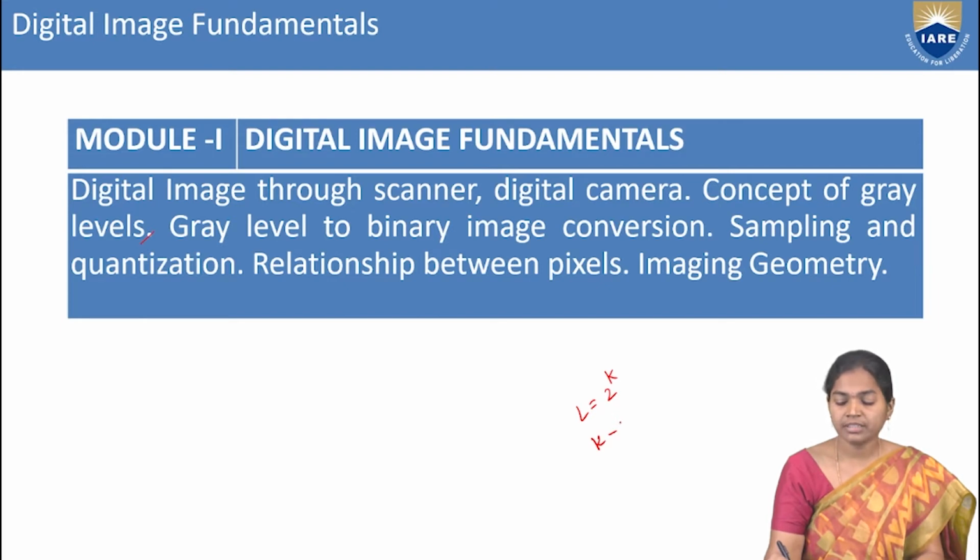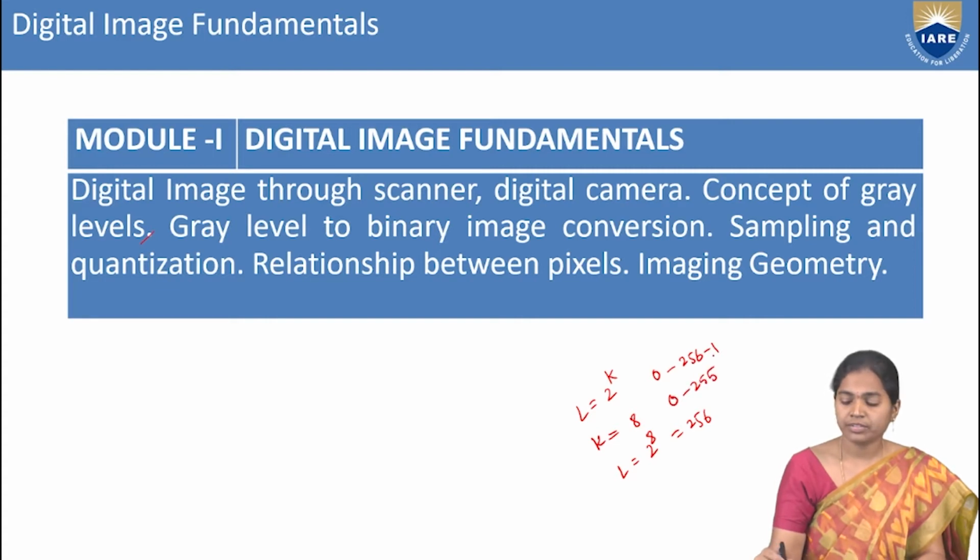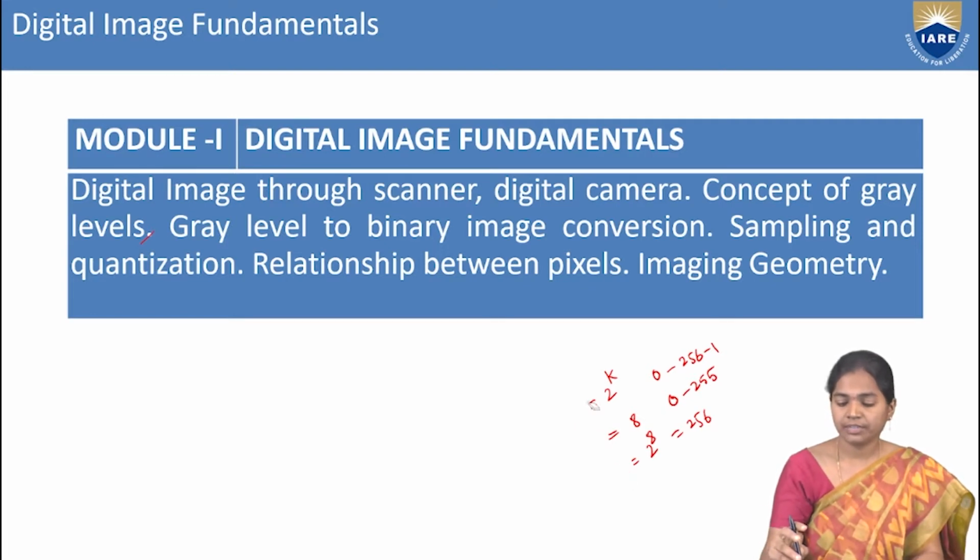For example, if we are using k equals 8 bits, then L equals 2 power 8, which is 256. So the gray level values are represented from 0 to 256 minus 1, that is 0 to 255. The gray level ranges from 0 to 255. 0 is the minimum gray level and 255 is the maximum gray level.